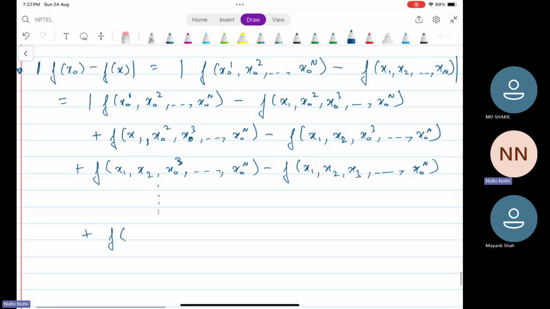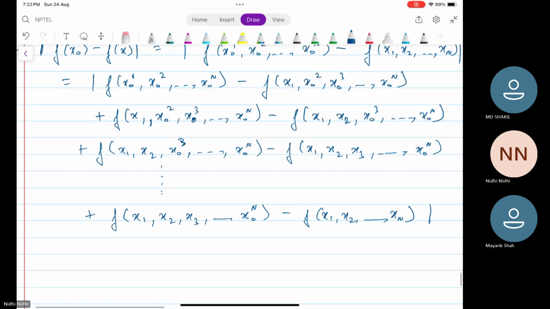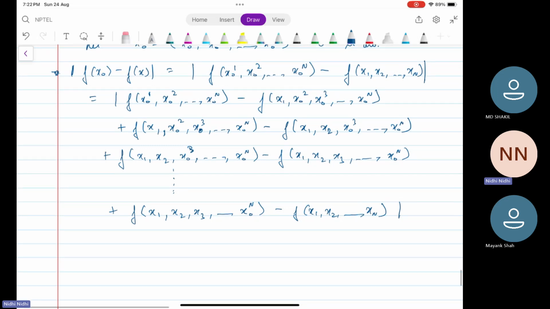We have f. So eventually from x naught i's we are converting to x i's. It will be x naught n minus 1, x naught n minus f of x1, x2, and so on up to xn. Yeah, x naught n minus 1, that will be the term above this. So is it clear why I'm doing this? Then I'll be using the mean value theorem.